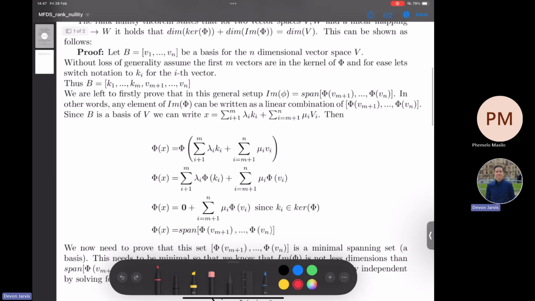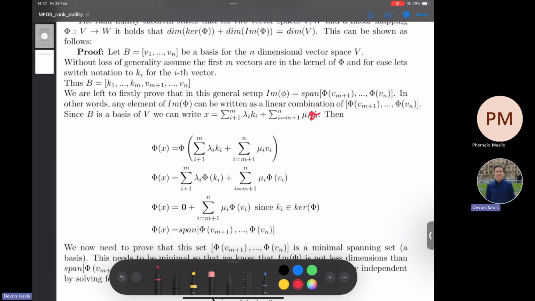Okay? So since B is a basis of V, we can write any X element, any X vector from our original space V as a linear combination of our basis vectors. So some set of lambda i times our K set, and some set of mu i times our small v set. Sorry, that should be small v. I'll fix that. That's small v.